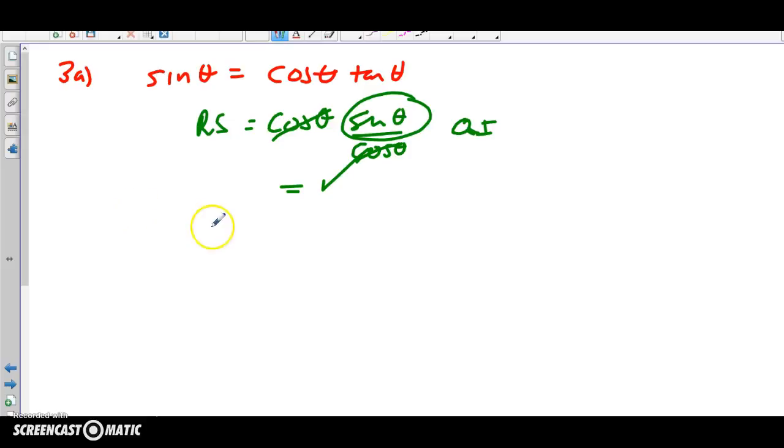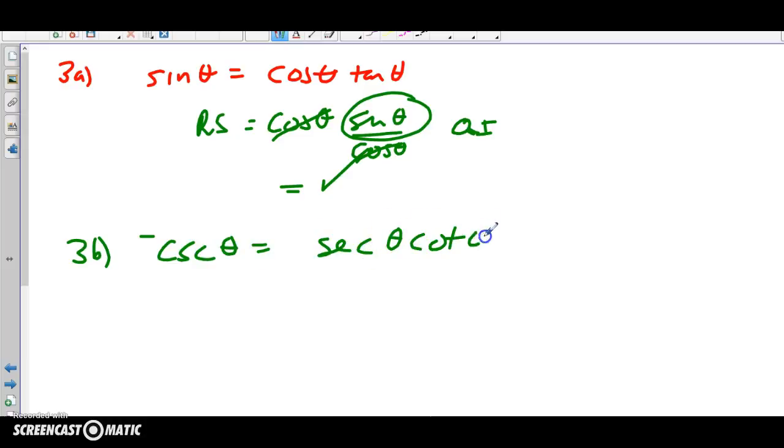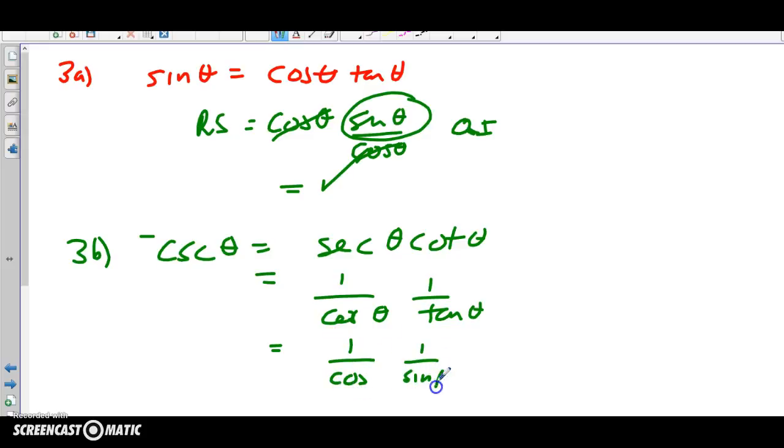Same with, if I get to 3b, we're going to throw this in here. Cosecant theta is secant theta cotangent theta. So we'll change these. This is 1 over cos theta. That's 1 over tan theta. And then we're going to multiply those. So that gets a little messy here. That becomes 1 over cos. 1 over tan is cos over sine. So all of these are on the bottom here. So this will cancel out with this. Really strange type of multiplication, but just the rules apply.